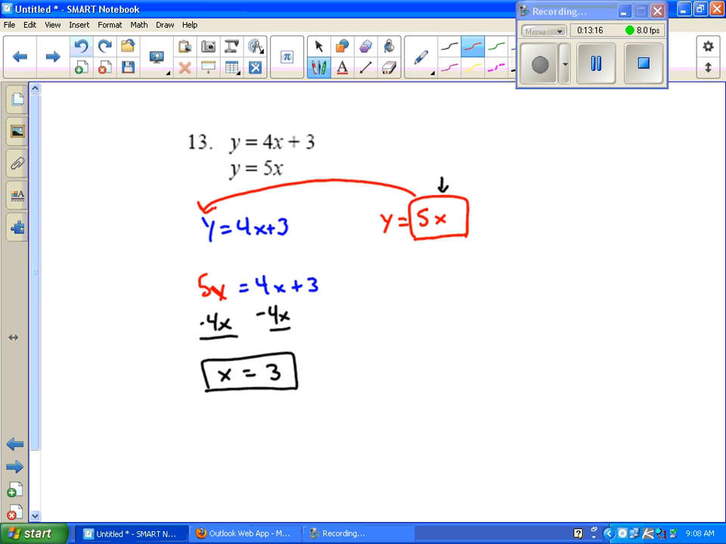Plug it in place of this one here. y equals 5x becomes y equals 5 times. Now we have a value for x, positive 3. So y's value equals 15. Again, x comma y, 3 comma 15 as an ordered pair.